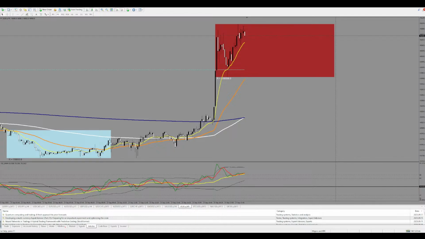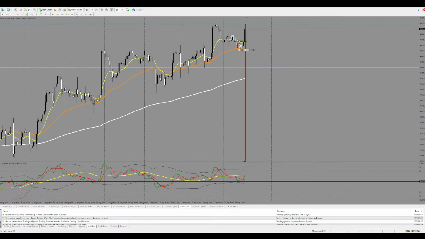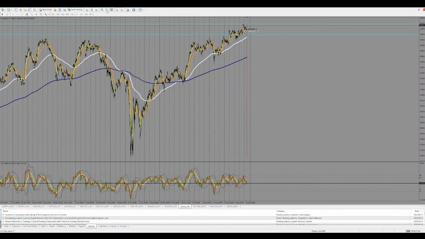So today we're going to do a quick analysis of the US30. This is the Dow Jones index. Right. So we first of all switch to the H4. This is the MetaTrader platform. So this is how the chart looks when I zoom out.